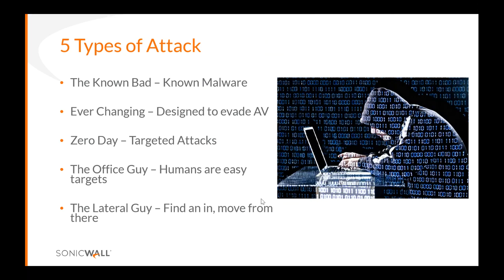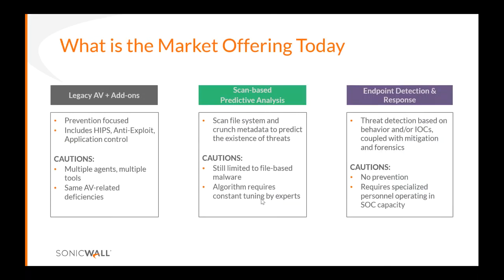So this is one of the major types of attack. And humans are very easy targets, and the attacker finds an entry point and moves on from there. And this is the lateral movement of malware, as we discussed earlier. So these are all the five major types of attacks.